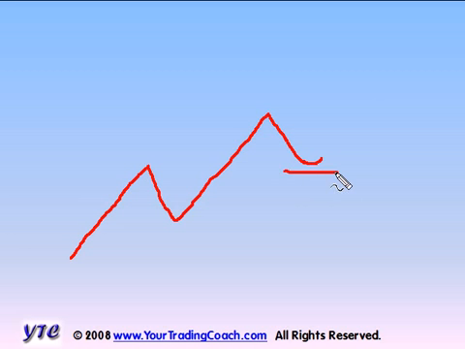There's my stop. Now I just have to find an entry trigger. Often my entry price will be right at the open after my trigger candle. So say that's up here. That might be the entry point if I'm comfortable with that level of risk.